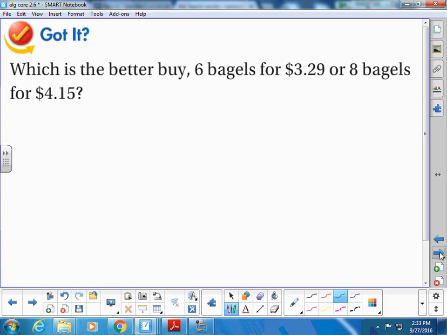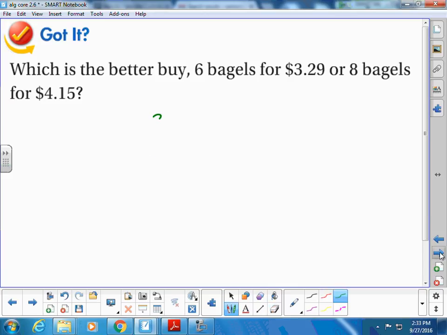Got it. Which is a better buy? 6 bagels for $3.29, or 8 bagels for $4.15. So 6 bagels for $3.29. Actually, let's do that in reverse. I want to know how much it is for 1 bagel. That would make more sense.